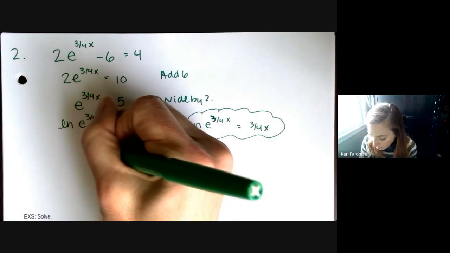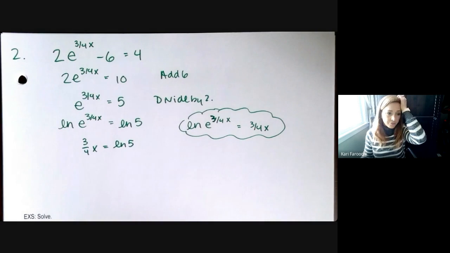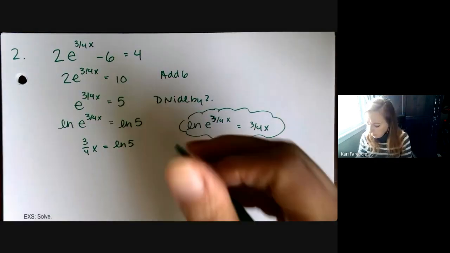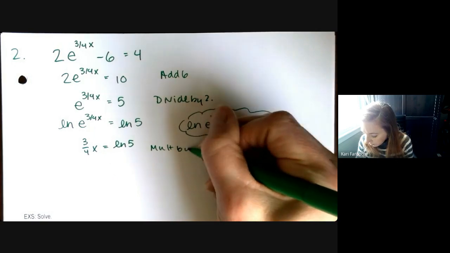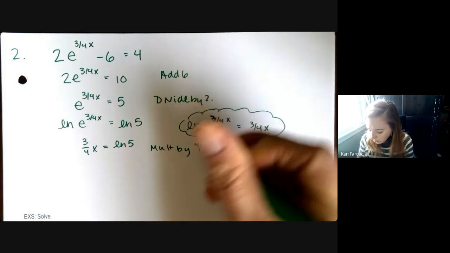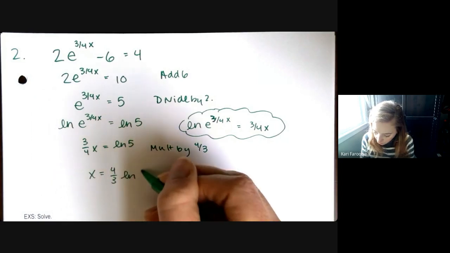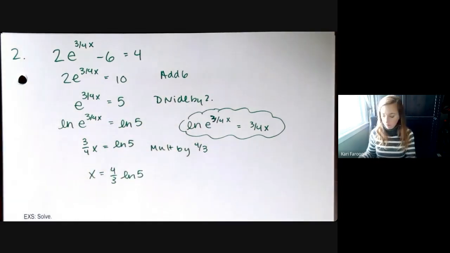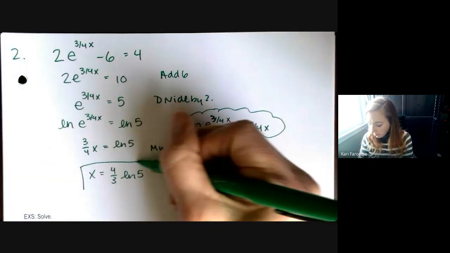So now I can say 3/4 x equals the natural log of 5. And then to isolate x, we can multiply both sides by 4/3 to get x by itself. 3/4 times 4/3 is 1. So x equals 4/3 times the natural log of 5. This is our exact answer.